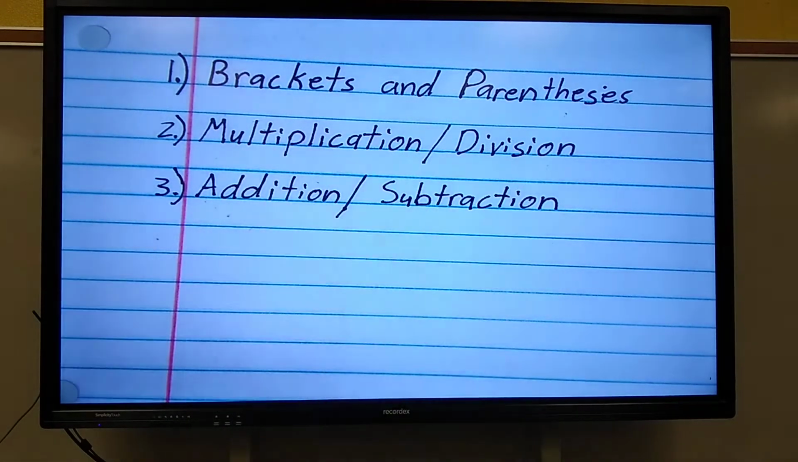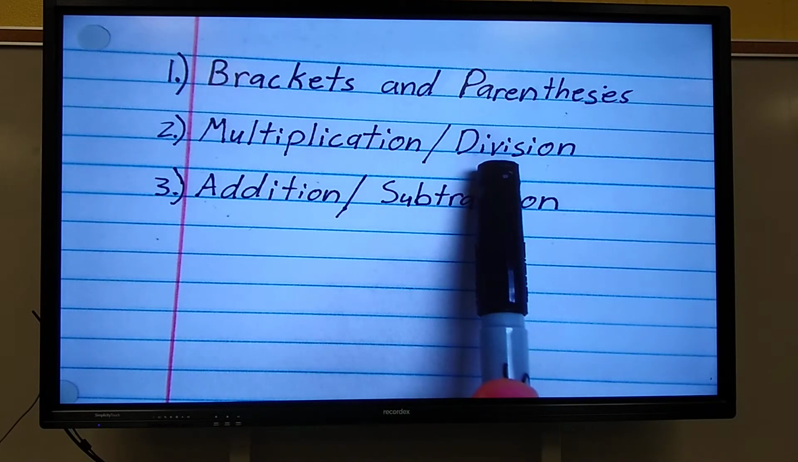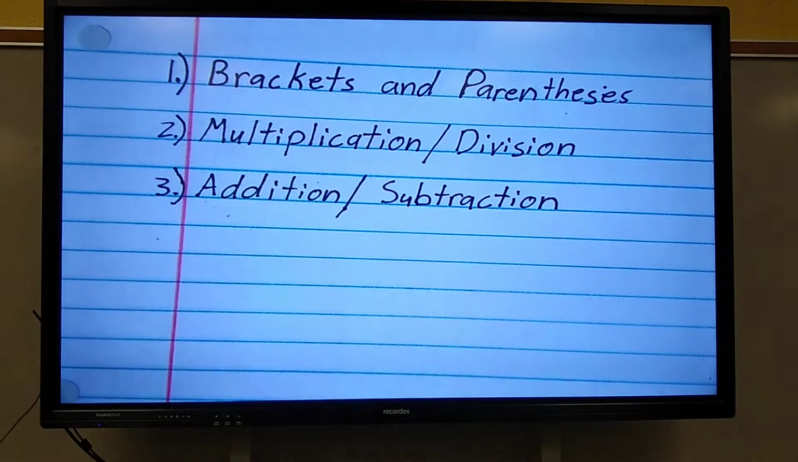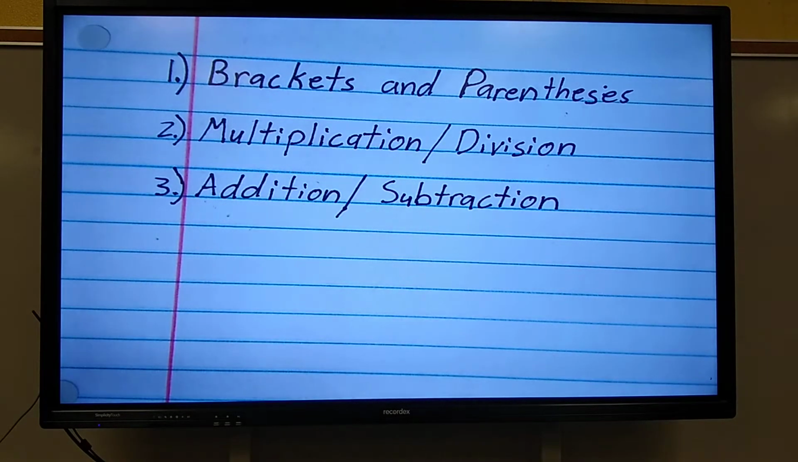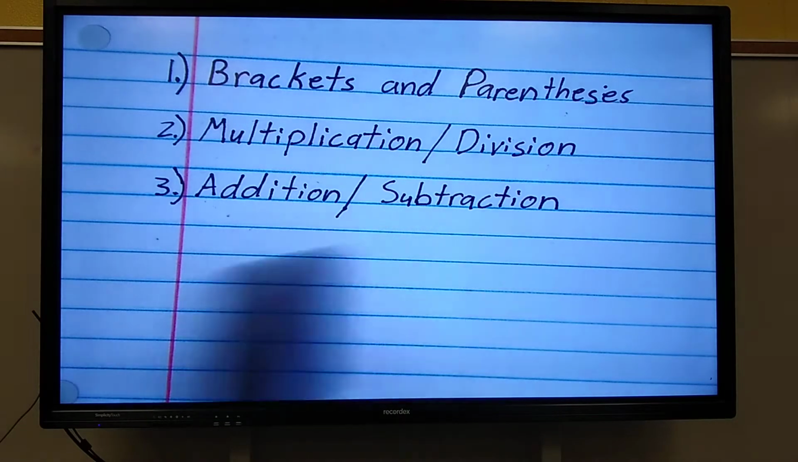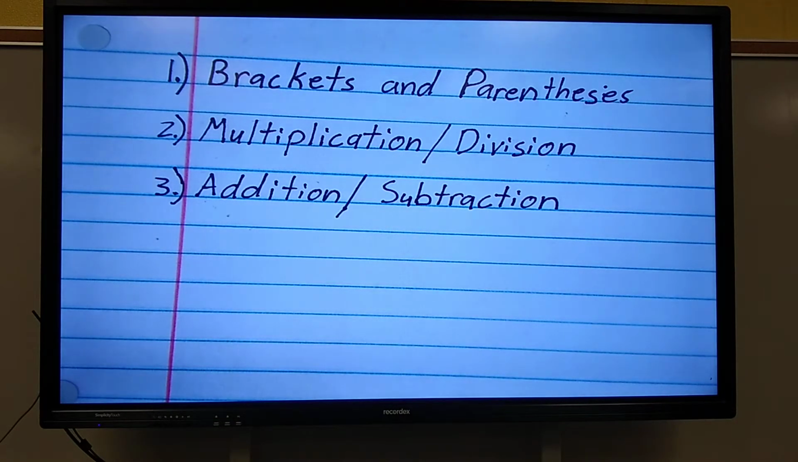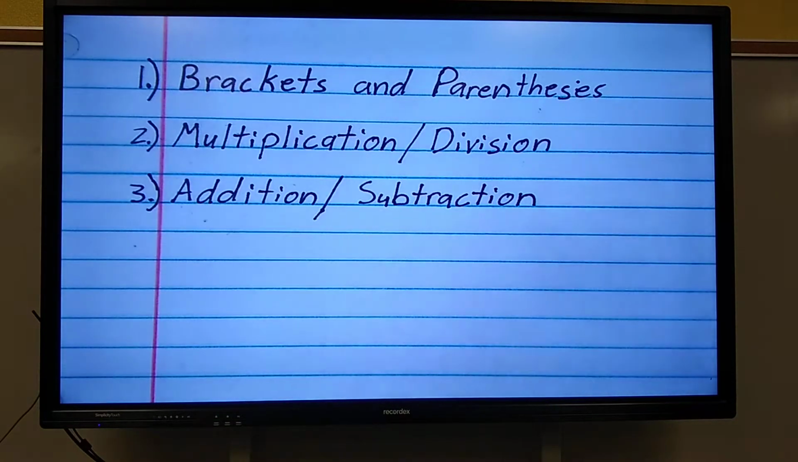Then it's multiplication and division, left to right. Whichever ones you come across. If you come across division first, you do that first. It's multiplication and division. And then your third step, do all the addition and subtraction from left to right. Whichever ones you come in contact with, moving from left to right.